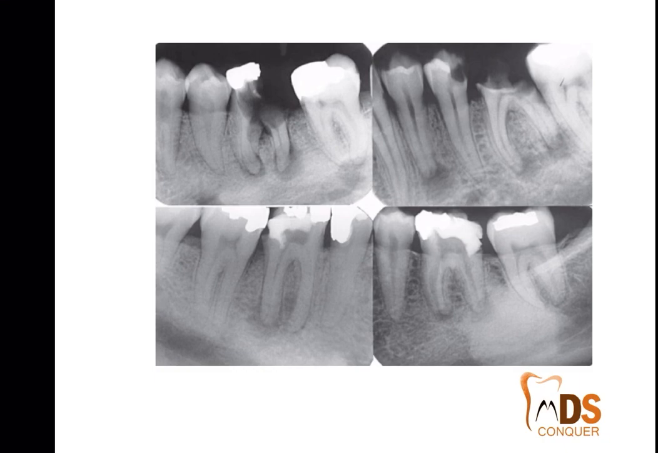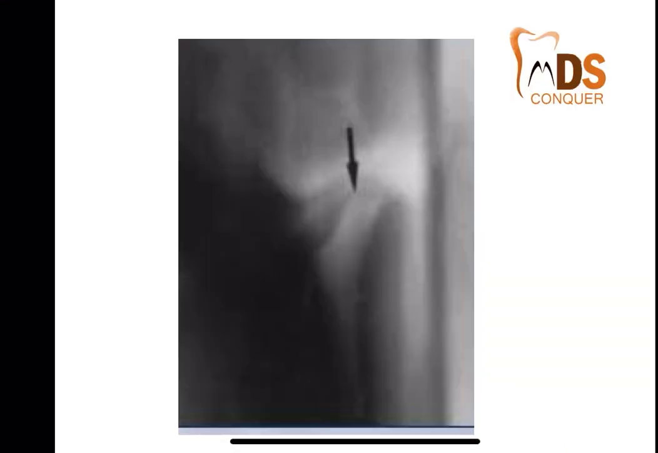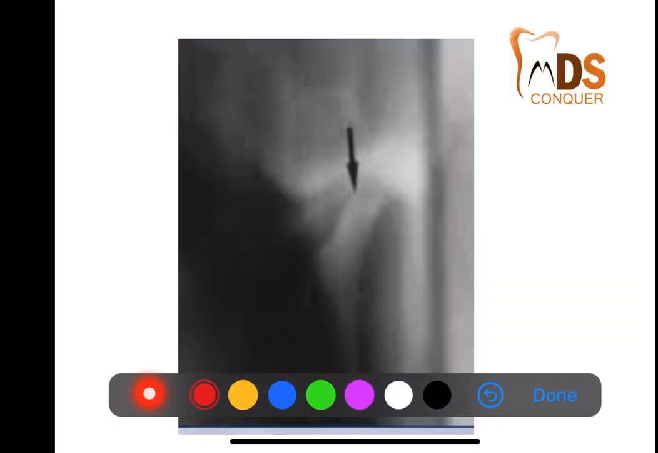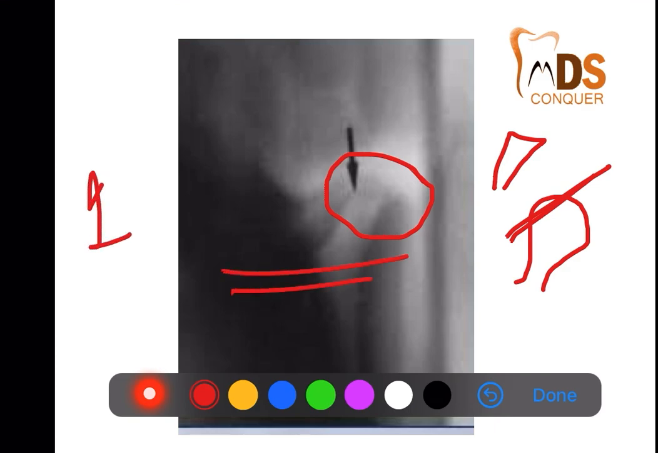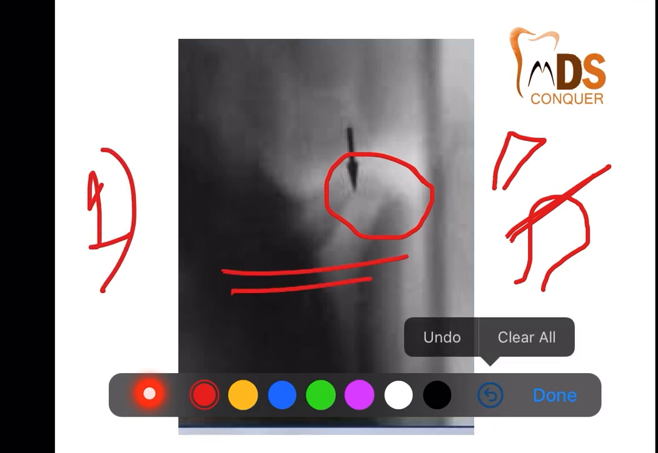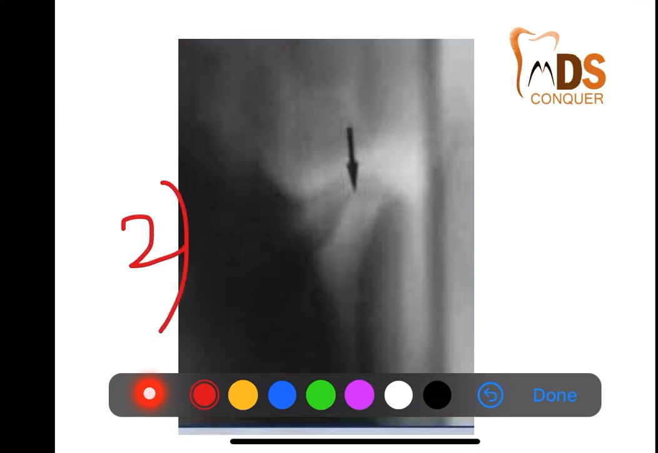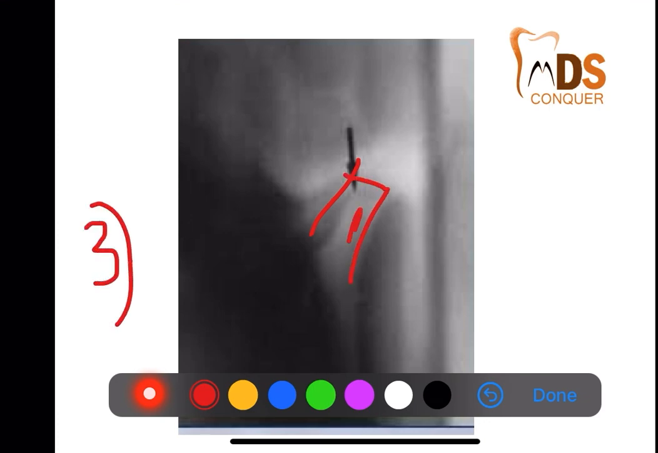Next, if you see this particular picture, it clearly shows us something with the condyle. The condyle is supposed to be like this, right? But here it is like this, as if it is sharpened. So first thing, localization: this is the condyle. Second, periphery and shape. The shape is not normal. It appears to be a little sharpened, right? Third, internal structure: there is nothing much to note in the internal structure.